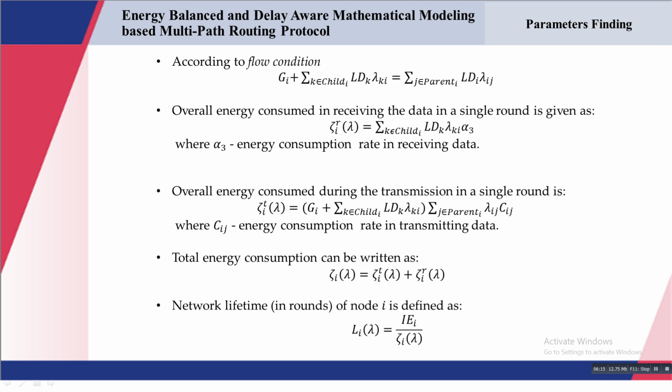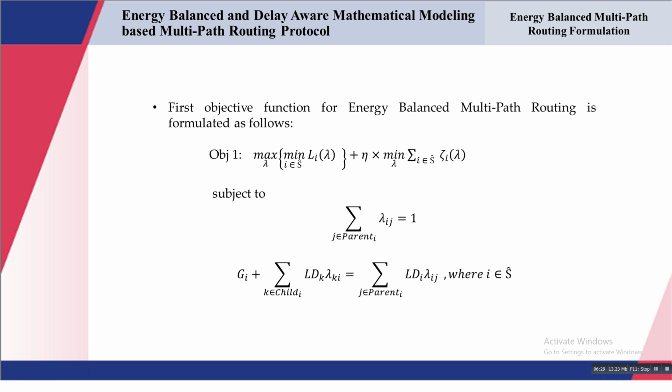So what it will give us is the lifetime of the ith node in terms of rounds, that is, for how many rounds this node is going to be alive. And once we have determined this lifetime value, we have defined the first objective for the energy balanced multipath routing, as this objective says.